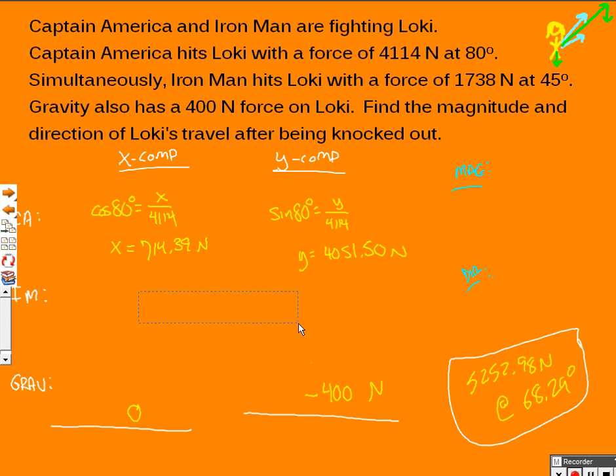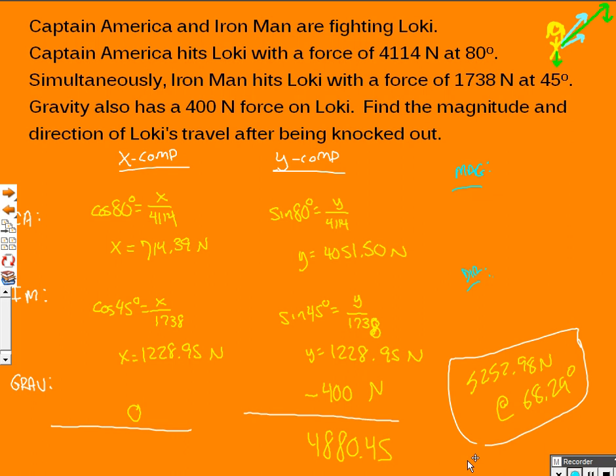Iron Man, if I can get it out of the way, there it is. Cosine value, sine value, again, they'll both end up being positive. So when you combine them together, you get your resultant. There's the y component of the resultant. There's the x component of the resultant, just like that. To find your magnitude, we do magnitude square root of x squared plus y squared. You plug those in, you get a little over 5,000 newtons.